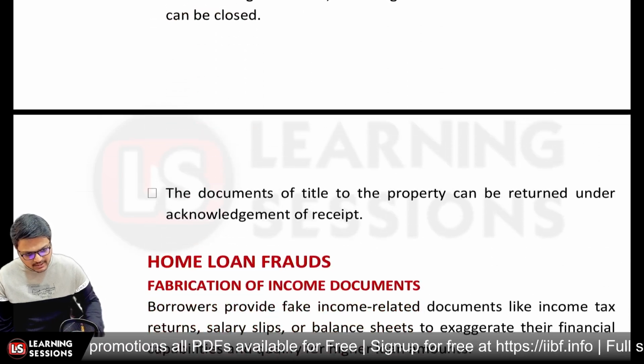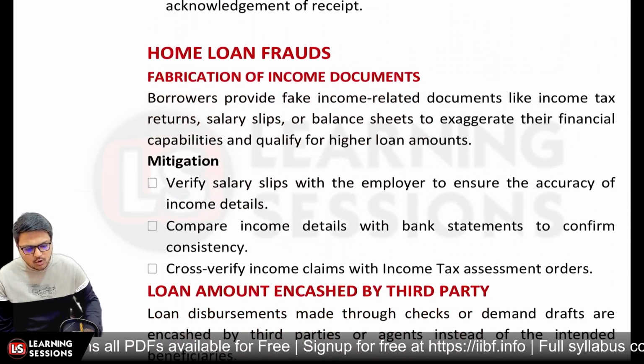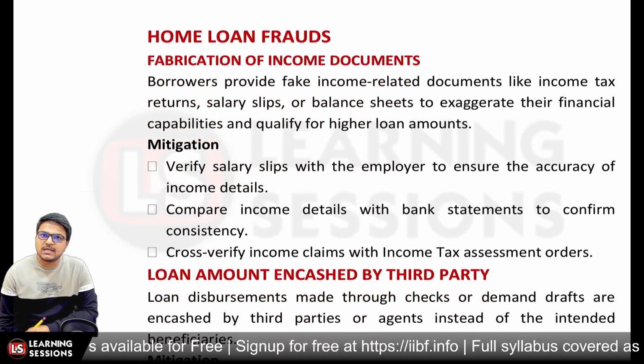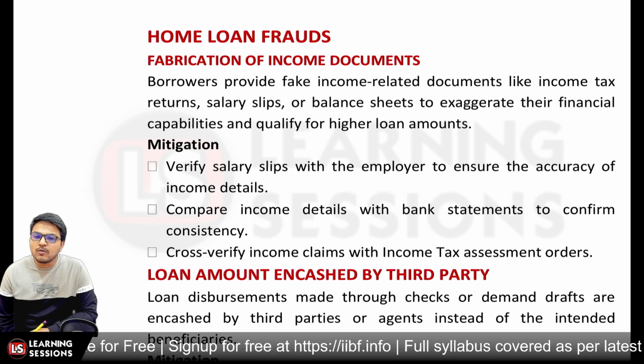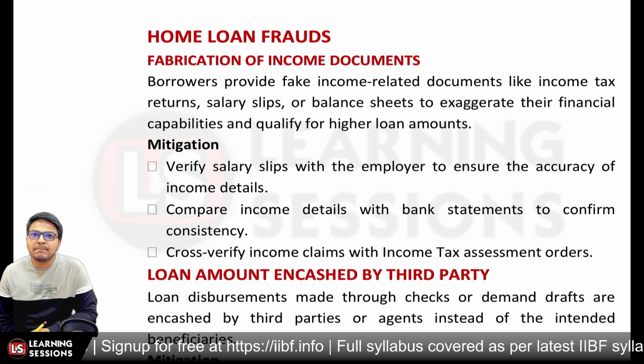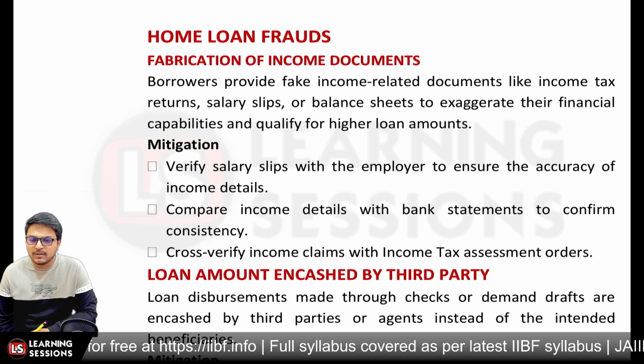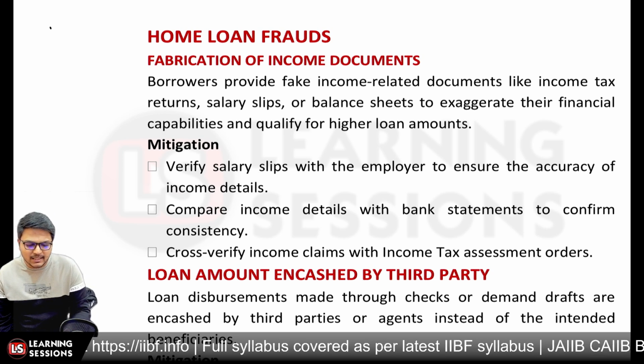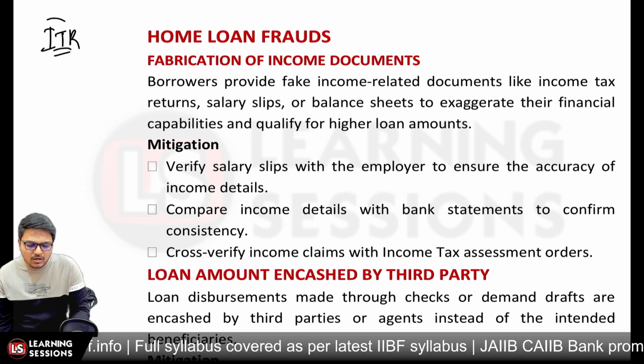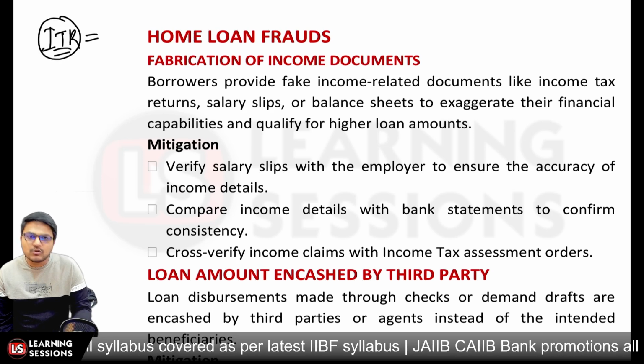So that's related to it, and further it may be related to home loan frauds. Now, what type of home loan frauds can be there? It could be related to fabrication of income documents. Your ITR is a false ITR, or it's not showcasing the actual income.